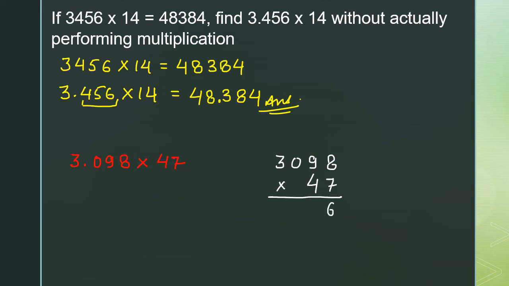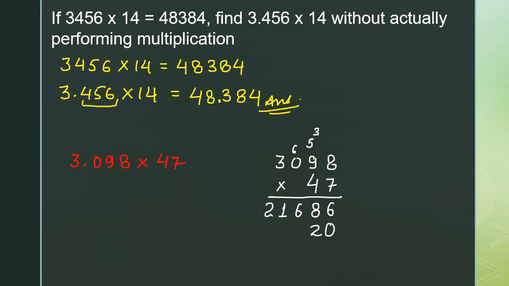So 7 8s are 56, 5 will be carried, 7 9s are 63, 63 plus 5 is 68, 6 carry, then 7 into 0, 0 plus 6, 6 and 7 3s are 21. Now put 0 at the 1's place and multiply the number by 4. 4 8s are 32. So 2 will be written here and 3 will be carried.